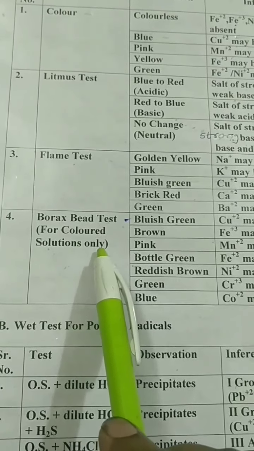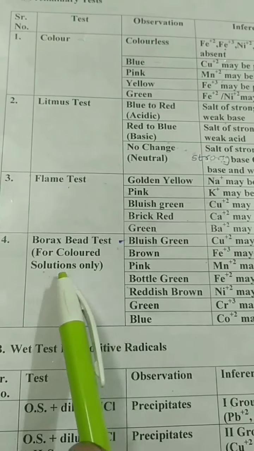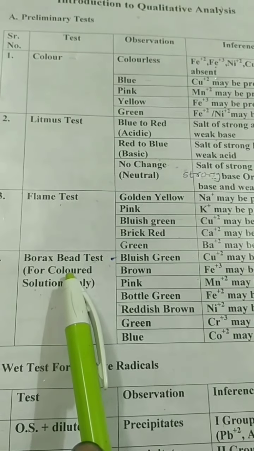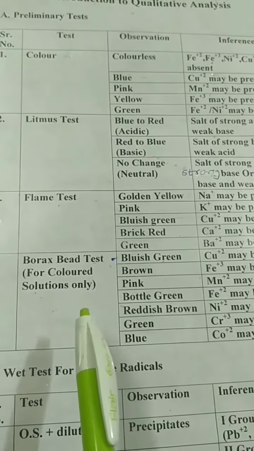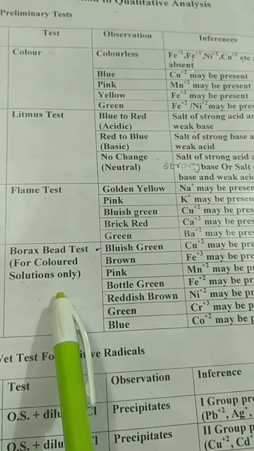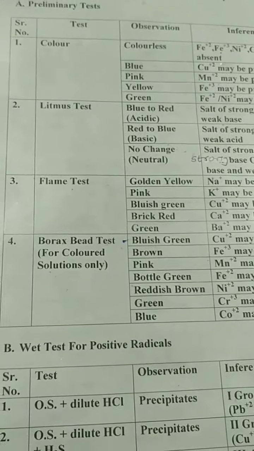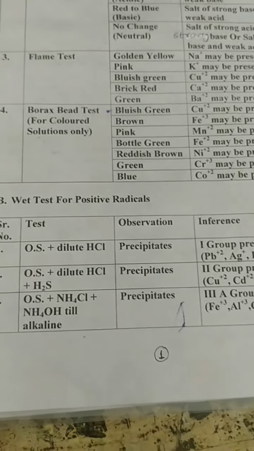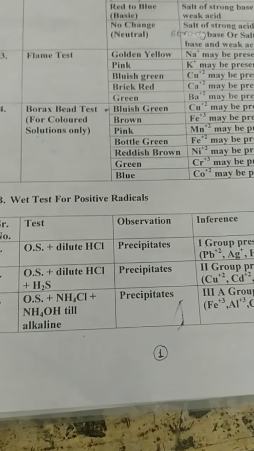But we will not perform this test for this solution because we already know that this test is performed only for colored solution, and this solution is colorless, so we will not perform this test. Now to B part, that is wet test for the positive radical. For this we will do the test number 1, that is for group 1.